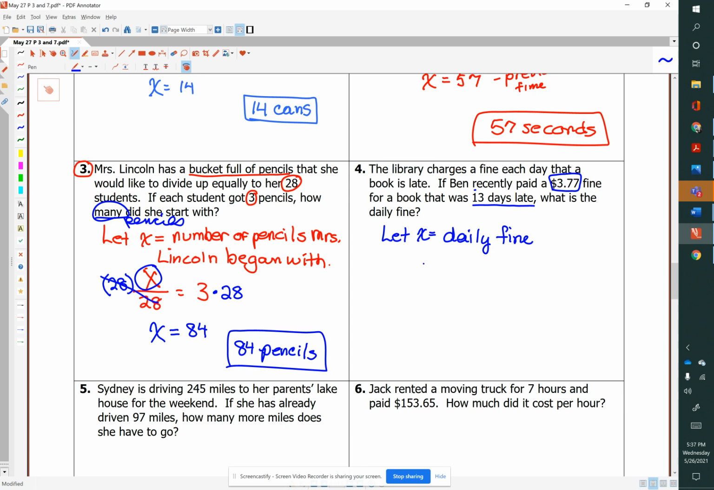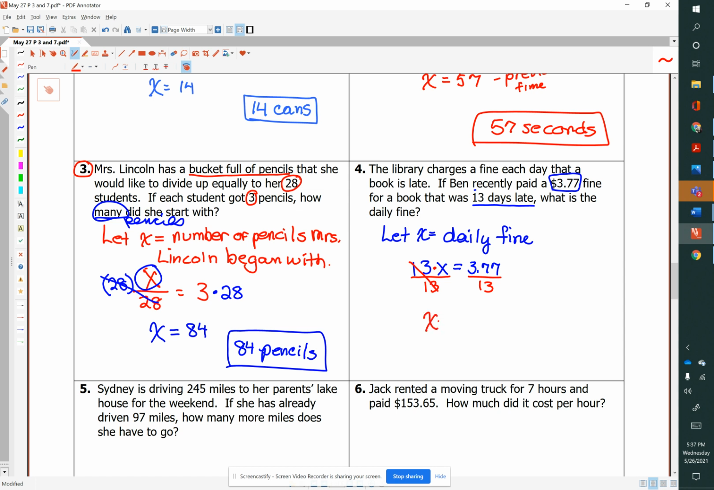So we will say 13x, okay, if we have 13 days times a certain amount of money that I don't know what it is, equals the total that he paid, $3.77. So let's solve this. First of all, what is happening to x? x is being multiplied by 13. When we have a number and a variable next to each other, we're talking about multiplication. So I can use the inverse operation of division to isolate that x.